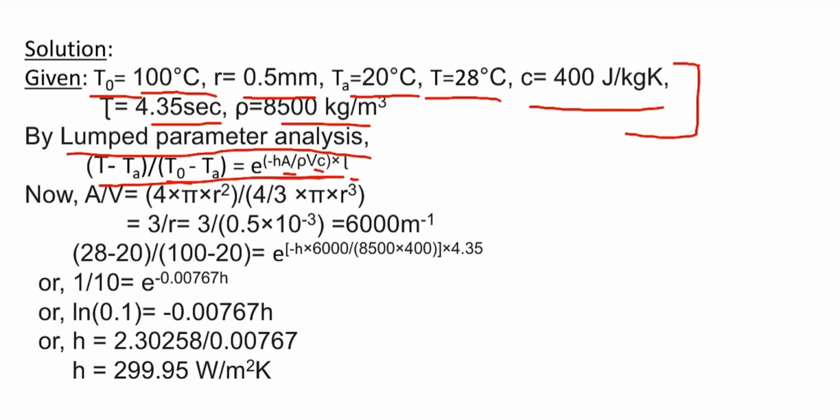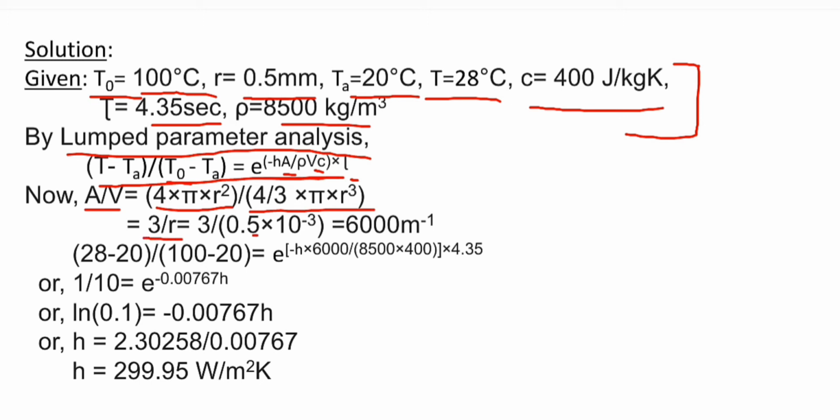To make the calculation easy, first we calculate the value of A by V. In the question the radius of the metal is 0.5 mm, so the shape of the metal bead will be spherical, and we know the surface area of a sphere is 4 pi r square and the volume is 4 by 3 pi r cube. So A by V is equal to 3 by r, and the radius is 0.5 mm. To make it in meters we multiply it by 10 to the power minus 3, and here we get the value of A by V, which is 6000 per meter.